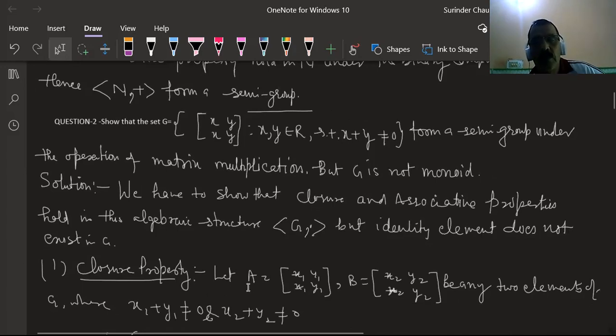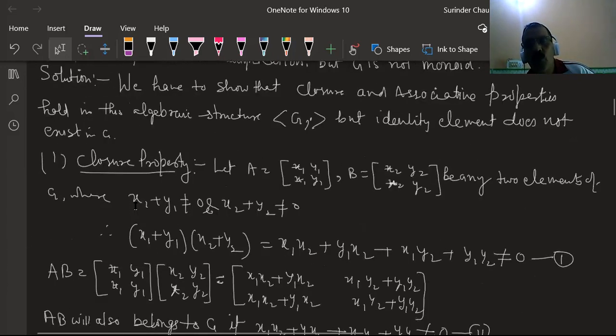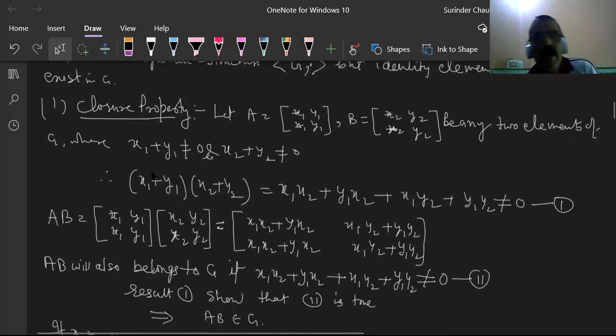Suppose A and B belong to G. If A and B belong to G, then the elements of the first row of A are the same, the elements of the second row are the same, and the sum of these elements is not equal to 0. Similarly for B, the elements of each column are the same, and the sum of these elements is not equal to 0, that is, x1 plus y1 is not 0 and x2 plus y2 is not 0. They are two non-zero numbers, so their product will not be equal to 0. This is true in mathematics.